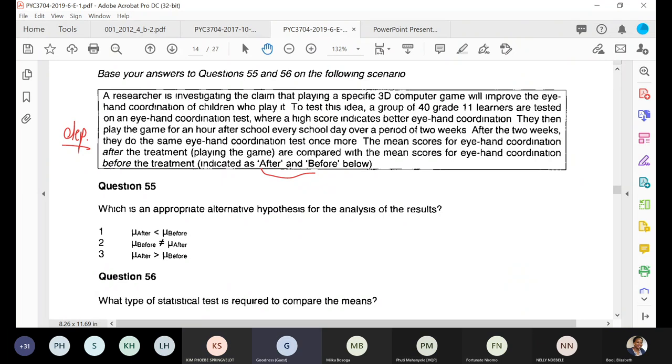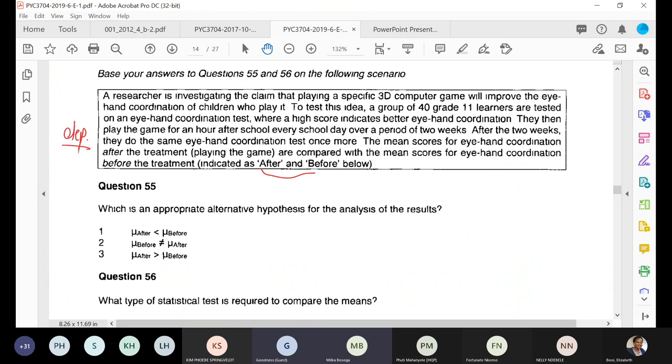On line number three, it says where a high score indicates better. No, but that says a high score will. You can also get a high score even before. It doesn't mean it's better than the high score that you would get after. That is just additional information. The critical point is the first sentence. It clearly says you want to test if there will be an improvement. Improvement can only be if there's a difference, and the difference has to be more. If you improve on something, the mean score.